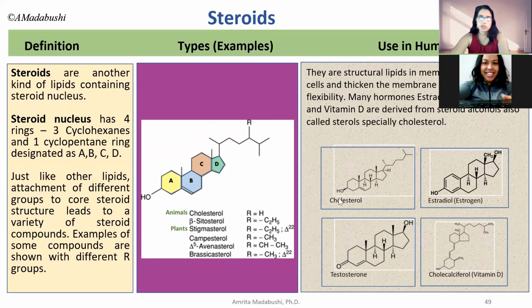So what are their roles? They have an extremely important role. If cholesterol is not present, the membrane will get very rigid because all these lipids will come together. So they provide flexibility to the membrane. Many hormones, that is estradiol, testosterone, and vitamin D, are all derived from steroid alcohols.